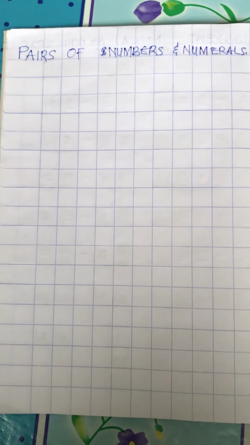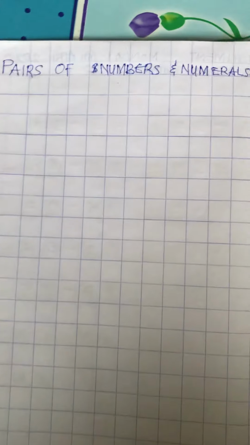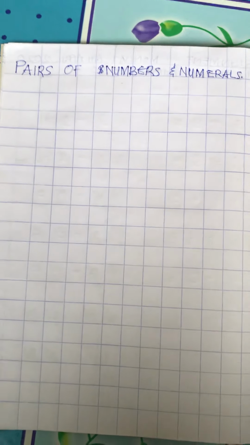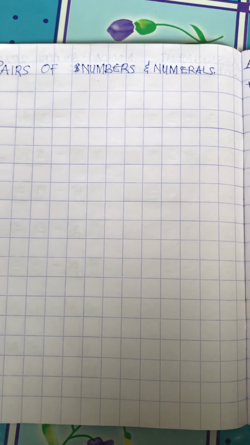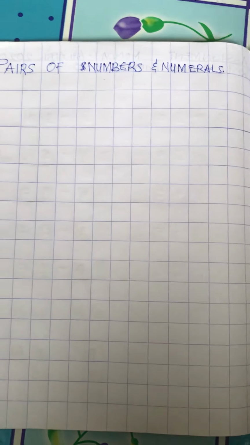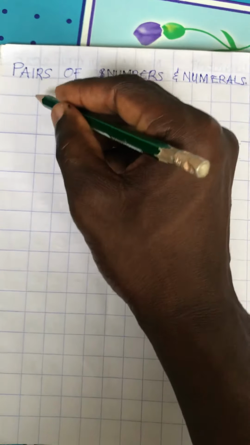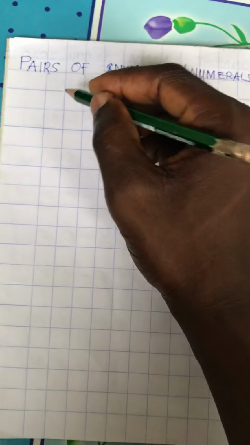Out. Today we are looking at pairs of numbers and numerals. Amazingly, sometimes we look at numbers in general. We have numbers and we have numerals. Now let's look at this. Today we are looking at them, and we are going to start with this here. We are going to look at tens. I'm going to write the tens here.